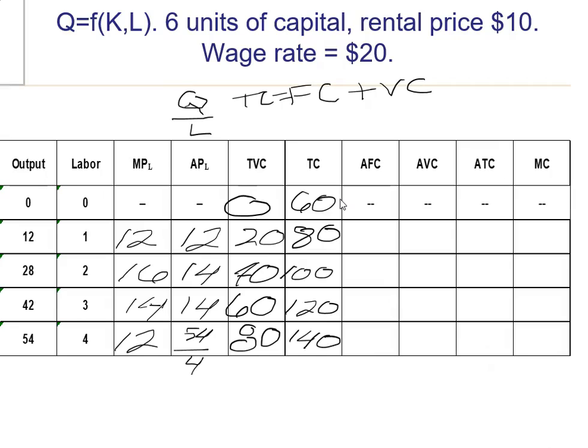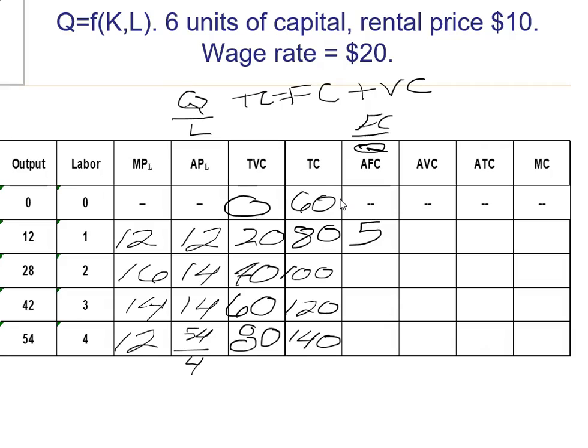Next, let's find the average fixed cost. Average fixed cost is simply your fixed cost divided by Q. Once again, I would pause the video and see if you can calculate this column before you see the answers. Welcome back. If you just paused the video, our fixed cost, again, is 60. We're going to divide that by 12 to get this average fixed cost. 60 divided by 12 is 5.